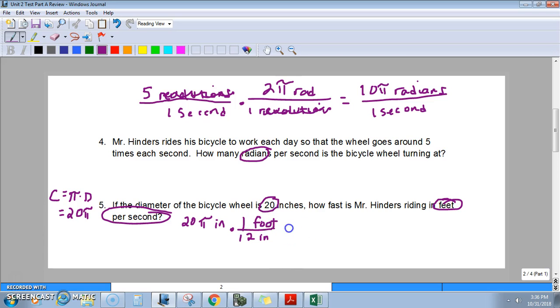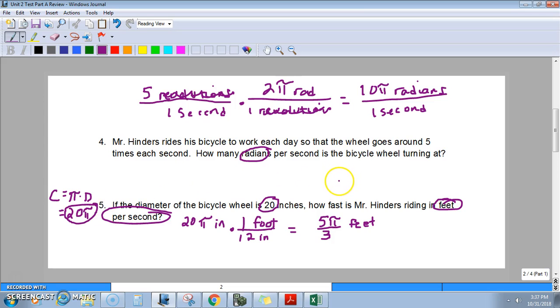So our circumference has changed from 20 pi inches to 20 over 12. What does that reduce down to? Both of them are divisible by 4. So 5 pi over 3 feet. Okay, and that's just his circumference in feet, is 5 pi over 3.